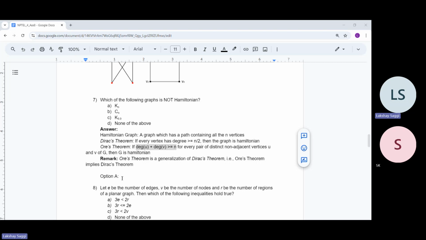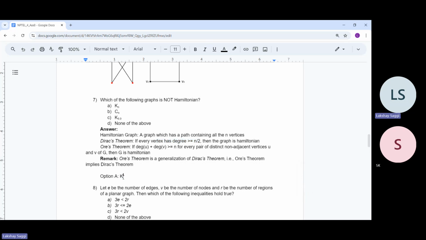Yeah. So using these theorems, we can only identify which graphs are actually Hamiltonian, but we can't rule out that the graph is not Hamiltonian if these theorems are not satisfied. So for this graph Kn, every vertex has degree n minus 1, right? Since one vertex is connected to all other vertices. So every vertex has degree greater than or equal to n by 2, because n minus 1 is always greater than or equal to n by 2. And so by Dirac's theorem, we can say that Kn is Hamiltonian.